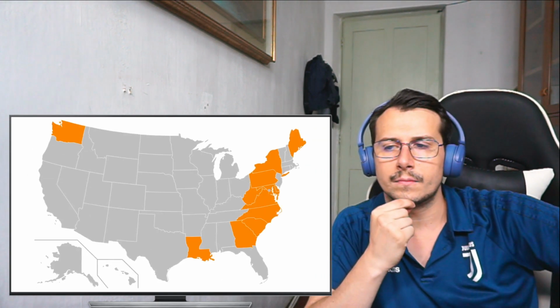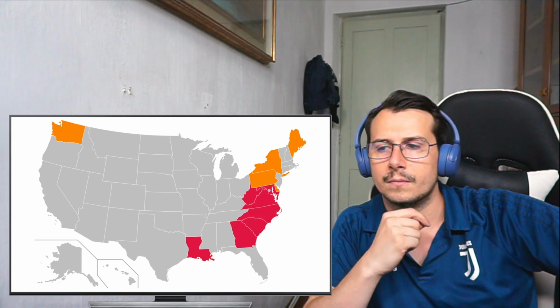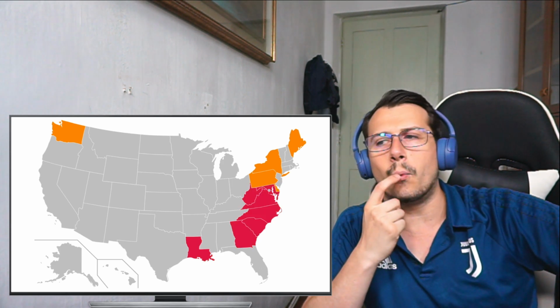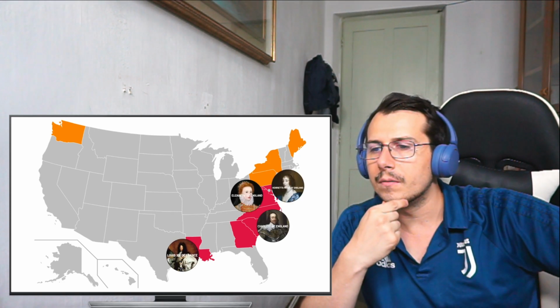Of the 50 states, 11 are named after an individual person. Of those 11, 7 are named in honor of European monarchs. The 2 Carolinas, the 2 Virginias, Maryland, Louisiana, and Georgia.